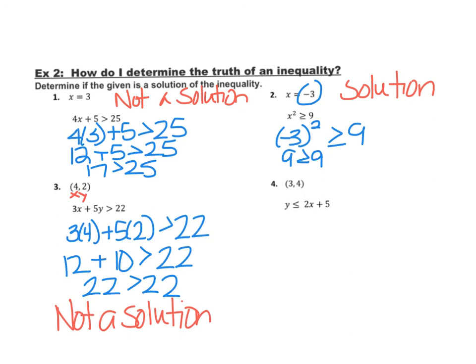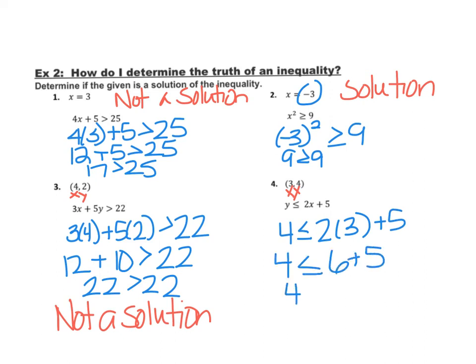All right, in our last example here, I have 3, 4. So let's go ahead and assign our x and our y. I have 4 is less than or equal to 2 times 3 plus 5. Is 4 less than or equal to 6 plus 5? Is 4 less than or equal to 11? Since 4 is less than 11, we're going to say that this is a solution. So in this lesson, we took a look at how to determine the truth of inequalities.